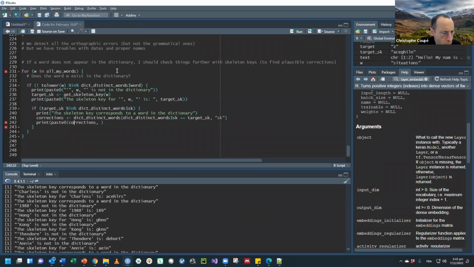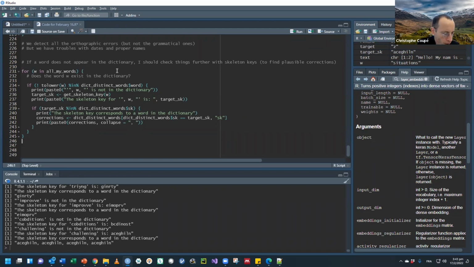I'm going to write something like corrections, and I'm going to use one argument, which is collapse. I want to put all the words in my vector corrections and separate them by a comma and a space. It's just a way to have something cleaner in the output. So now if I do that, perfect, it works.